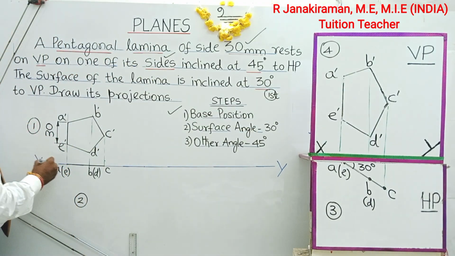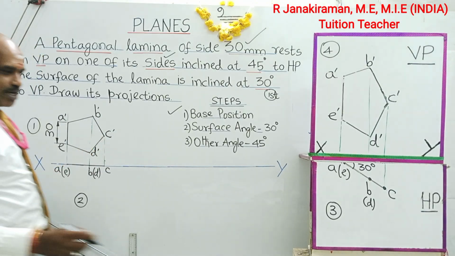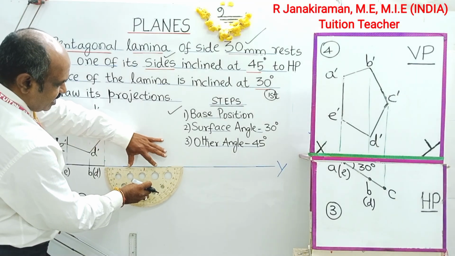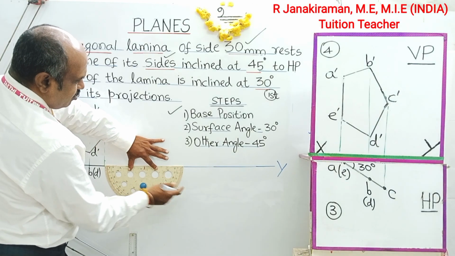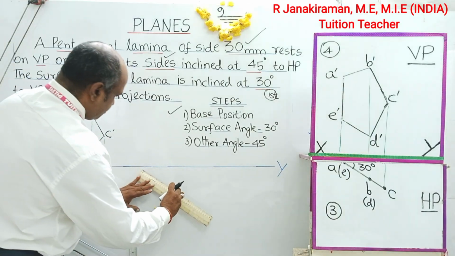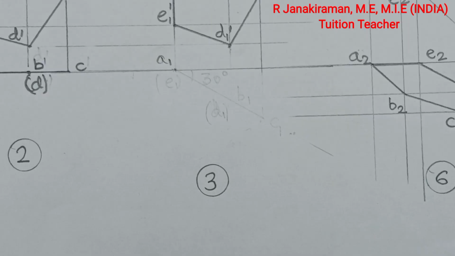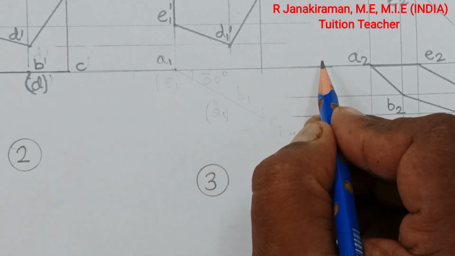Locate any point on the XY line away from these two diagrams. Take a protractor and mark an angle of 30 degrees. Keeping this point as the center of the protractor, read 0, 10, 20, 30, and put a point. Join the marked points using a freehand scale. This is the located point A suffix 1 on the XY line.